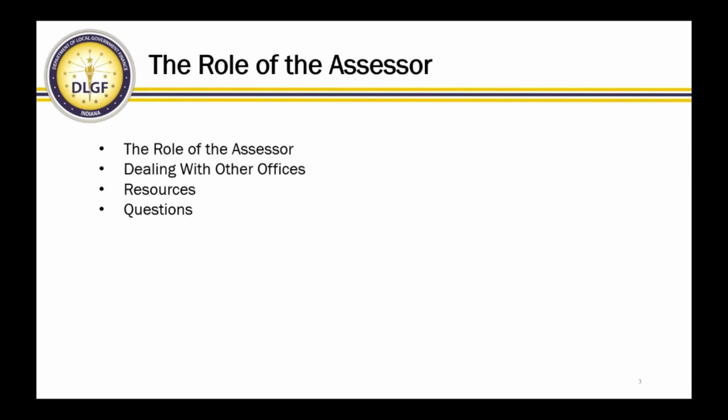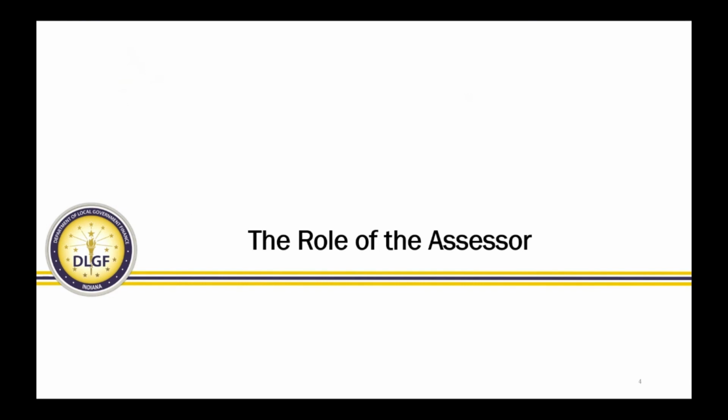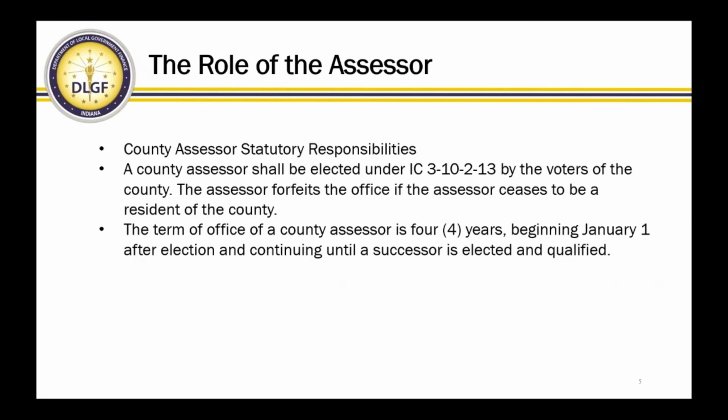So today we're going to talk about the role of the assessor, dealing with other offices, resources, and questions. As far as the role of the assessor, the assessor is the only non-constitutional office in the courthouse. You have, say, the auditor or the treasurer, prosecutors, things like that. But the assessor is a non-constitutional office, meaning the county assessor or township assessor is not limited in terms of the number of terms that they can serve, whereas, say, the auditor is restricted to 2 elected 4-year terms or 8 years in a row.